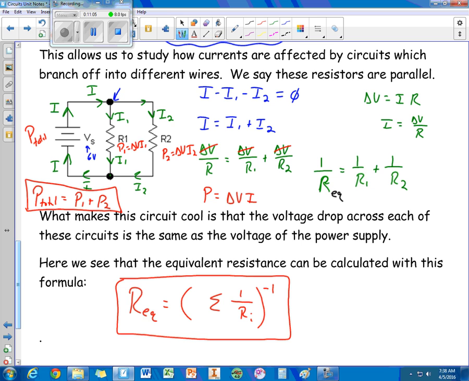So power doesn't care if a resistor is in series or parallel. It doesn't care, because each resistor is going to consume some electrical power. And it doesn't matter whether those resistors are in series or parallel. So the total power will always be the sum of the powers for each individual resistor.